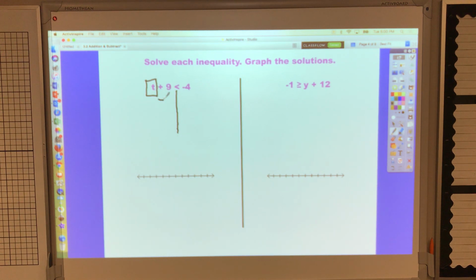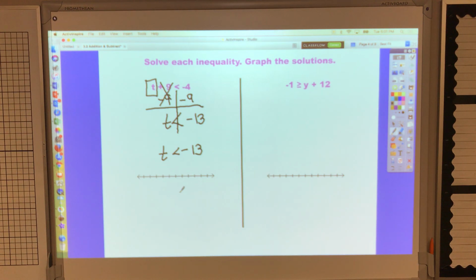Have to get rid of plus 9, so I minus 9, and whatever I do on one side, I do to the other. These two cancel, and I have t. My symbol is going to stay the same, so it's less than, and -4 minus 9, they're both negative, so I add them, -13. I'm just going to write it down here so it's a little clearer. t is less than -13. Okay, so my solution is all real numbers less than -13.